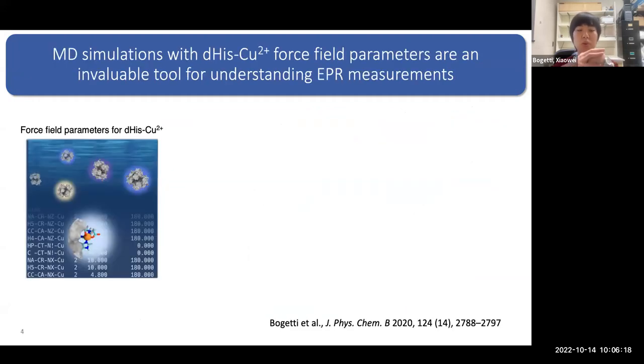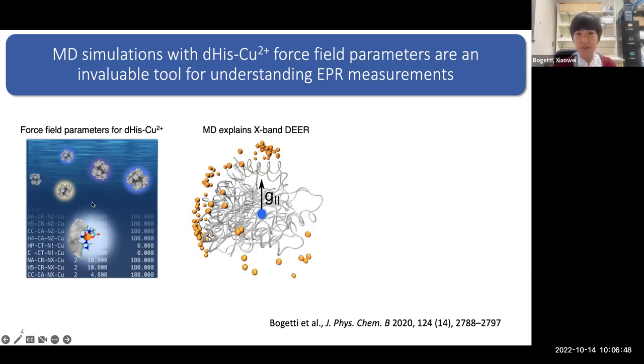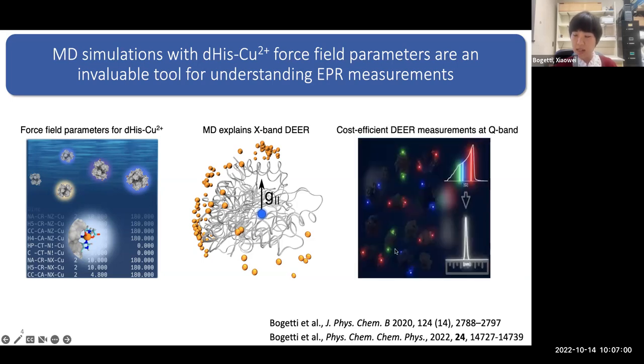All right, after we obtain all those EPR distances, we often want to relate the EPR distances to computer models. And nowadays, molecular dynamics simulations are a powerful tool to do so. So in the first part of this talk, I will introduce the force field development for this dHis copper label so that we can use these labels within the protein and simulate the spin-labeled protein. Next, using the key information from the MD simulations, we were able to explain the orientational selectivity effects that happen in X-band, and also using those simulations and experimental validations, we figured out the most efficient way to perform Q-band DHIR using such spin labels.